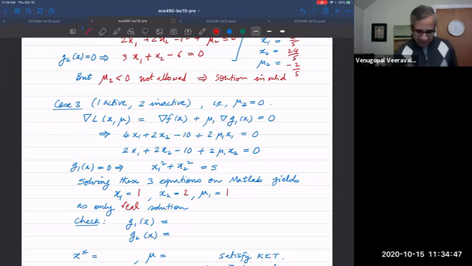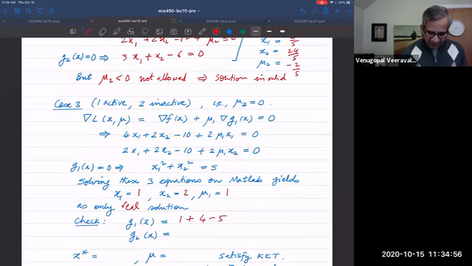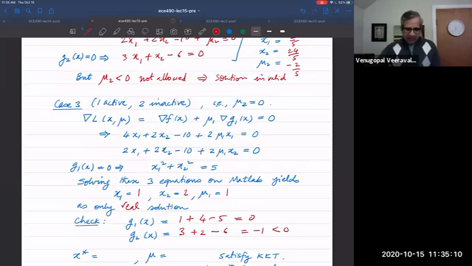And we can actually check. Of course, g1 equal to 0 was used in solving for these things. So if you check that, you'll get 1 plus 4 minus 5, x1 squared plus x2 squared minus 5 is 0. And then 3x1 will be 3 plus 2 minus 6 is minus 1, which is negative, which also makes sense, right? So the constraints are met, and the second constraint is actually not active because g2 is less than 0.